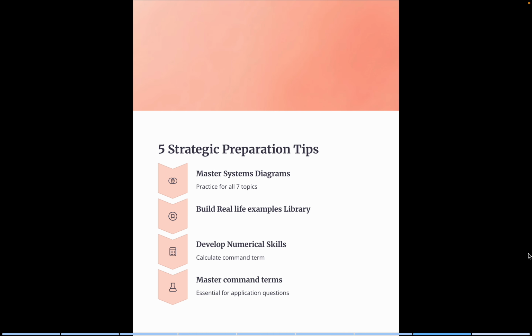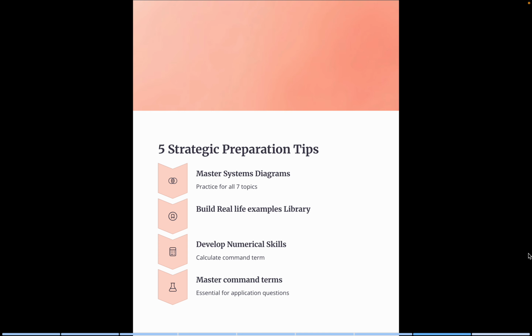What are the 5 strategic preparation tips? First, you have to master the system diagrams. You will have the carbon cycle, nitrogen cycle, water cycle. All those cycles are always important. Sometimes they directly ask questions based on those cycles, or sometimes they ask indirectly. Sometimes they ask you to draw that cycle, and in other cases they tweak the questions in an indirect way.